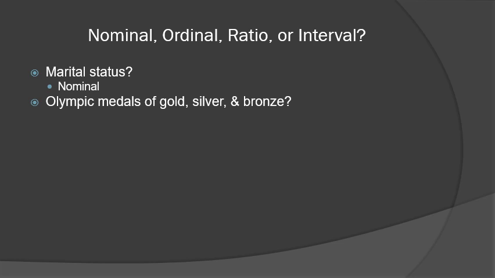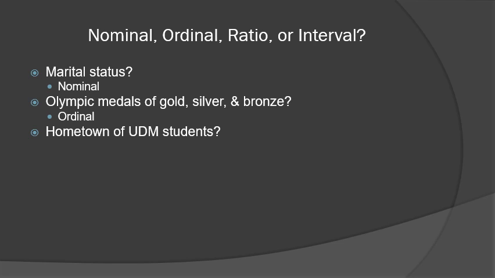Olympic medals, gold, silver, and bronze. Now order matters. Gold is better than silver, silver is better than bronze. However, let's say we were looking at finishers in a race. Did the person who got gold finish exactly the same amount of difference to silver that silver did to bronze? No. So the distance between them is not consistent, is not necessarily known, therefore it has to be ordinal.